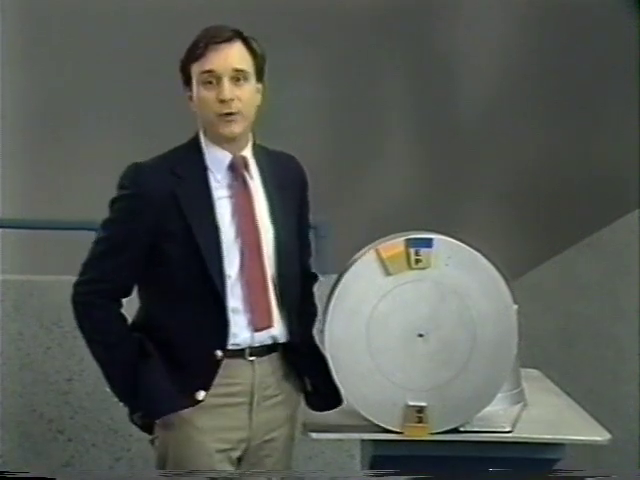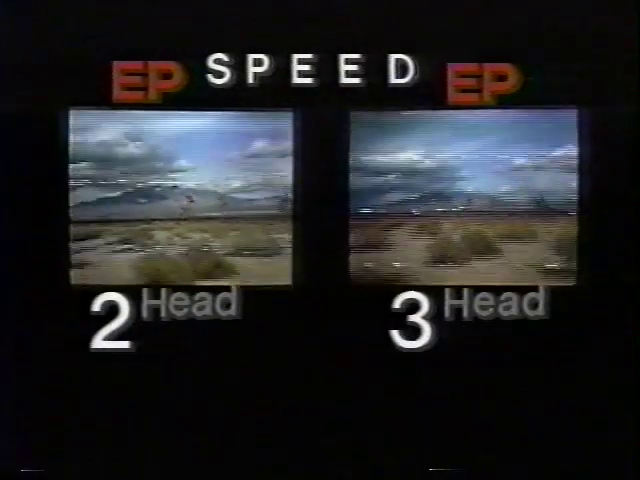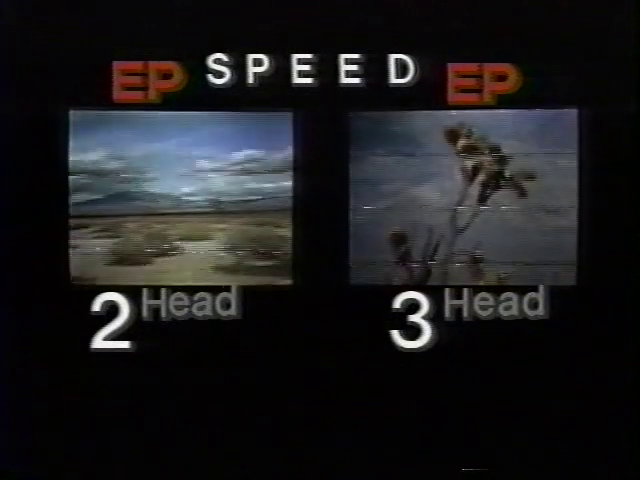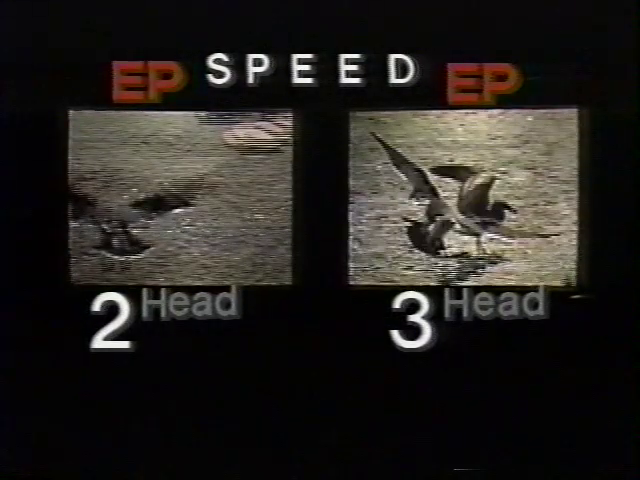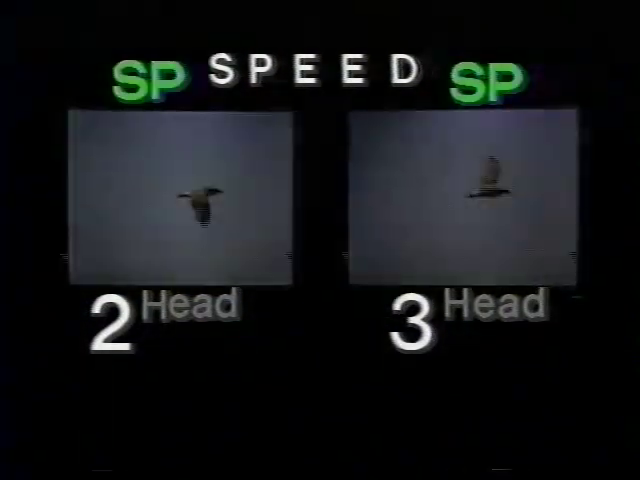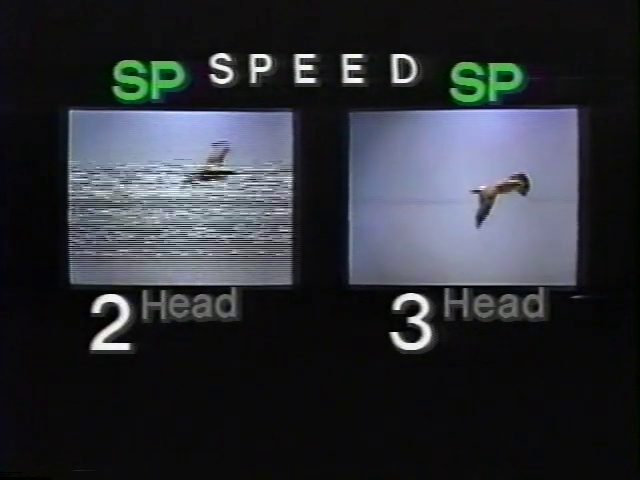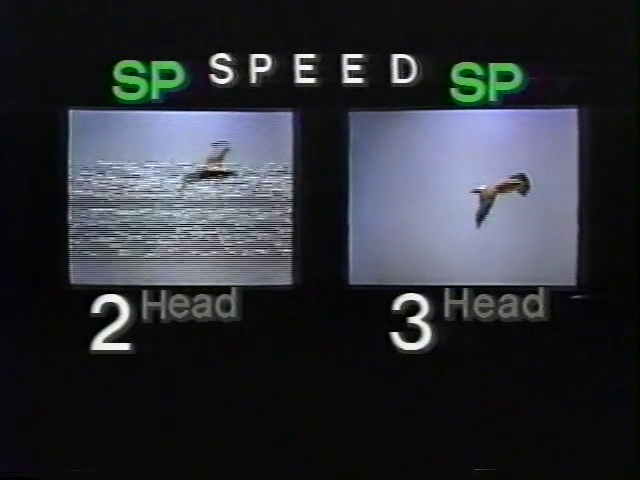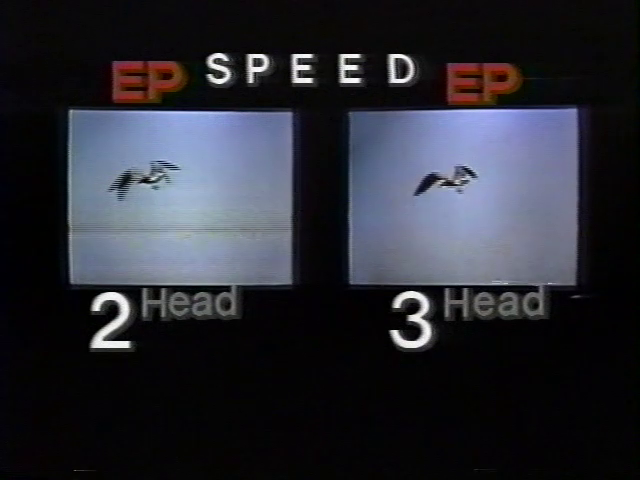Now let's compare the picture performance of a two- and three-head machine. First, EP. Let's look at forward speed search. Now in SP. Now pause in EP. And pause in SP. The difference is dramatic. The noise bars on the 3-head machine have been virtually eliminated. Notice that the 2-head VCR's picture shows a little movement or jitter.